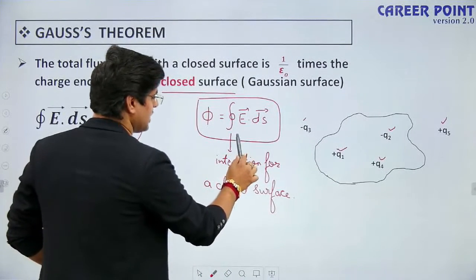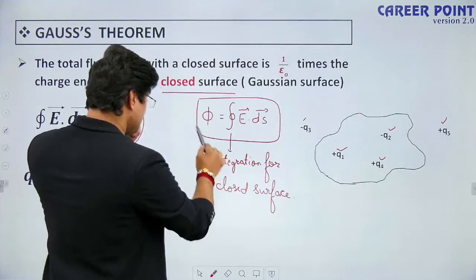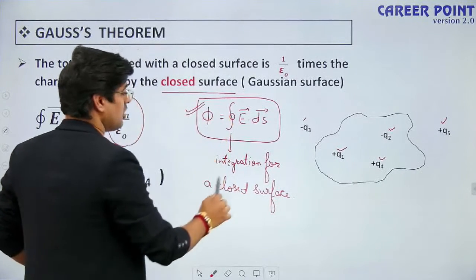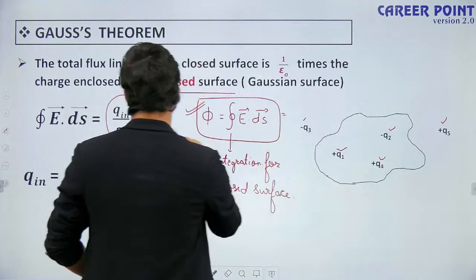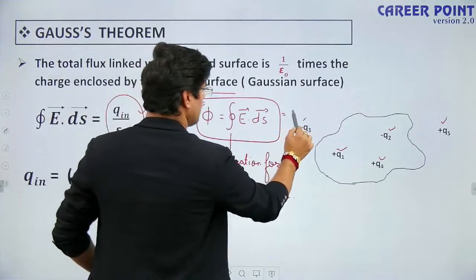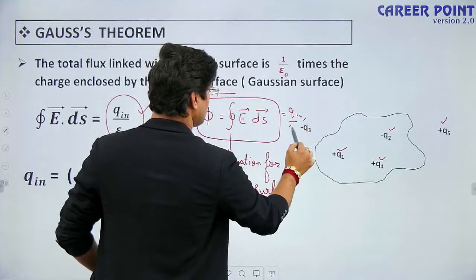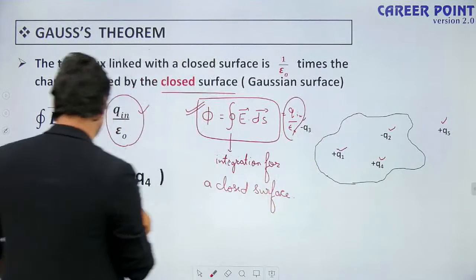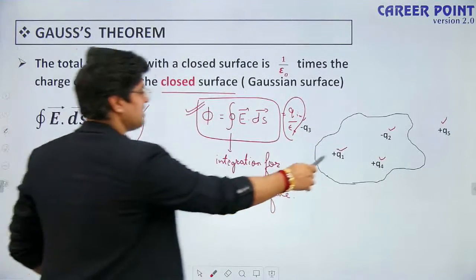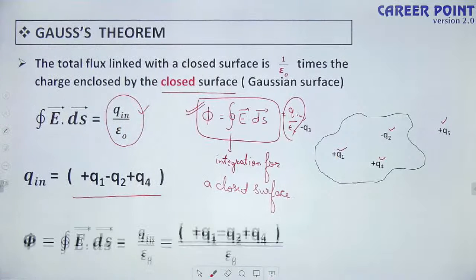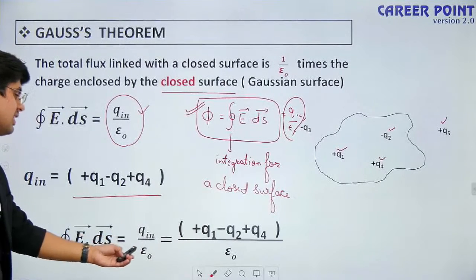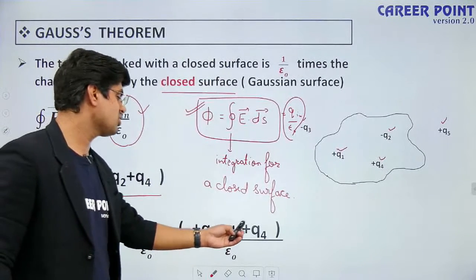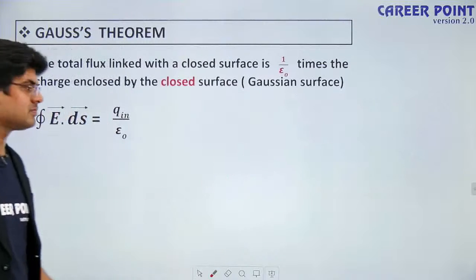Other than that, what are the things we have to keep in mind? For this flux, that is the integral of electric field dot dS, it is equal to Q inside by epsilon naught, such that we can write Q inside as the summation of charges present inside. Electric flux phi is equal to the integral of E dot dS, which is equal to Q inside by epsilon naught, that is (plus Q1 minus Q2 plus Q4) by epsilon naught.